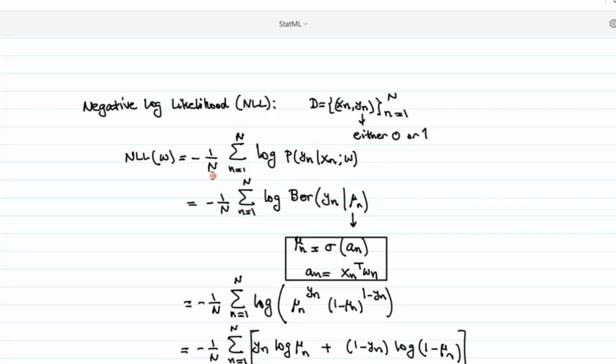And as you know, this does not change the solution, because eventually we are going to look at the minimizer of this negative log likelihood function. And if we multiply this by a positive constant, it's not going to change the minimizer. The minimum value will be changed, but the minimizer is going to be the same. So that's only a small modification that we have. So let's start from here. So we have negative 1 over n, the summation over n equals 1 to uppercase n of log of these Bernoulli probability mass functions.